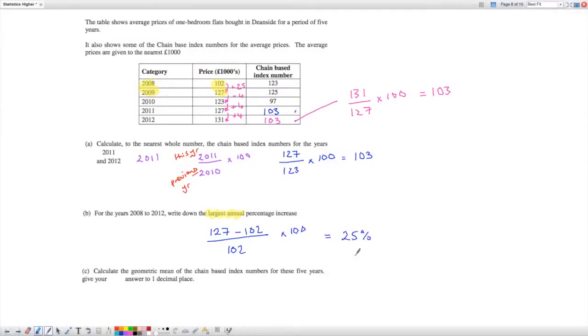We're then asked to calculate the geometric mean of the chain-based index numbers for these 5 years and give our answer correct to 1 decimal place. To calculate the geometric mean, we take the number of years, in this case 5, and we do the root of all of our values multiplied together. So we have 123 times 125 times 97 times 103 times 103, which gives our value for the geometric mean of 109.6, correct to 1 decimal place.